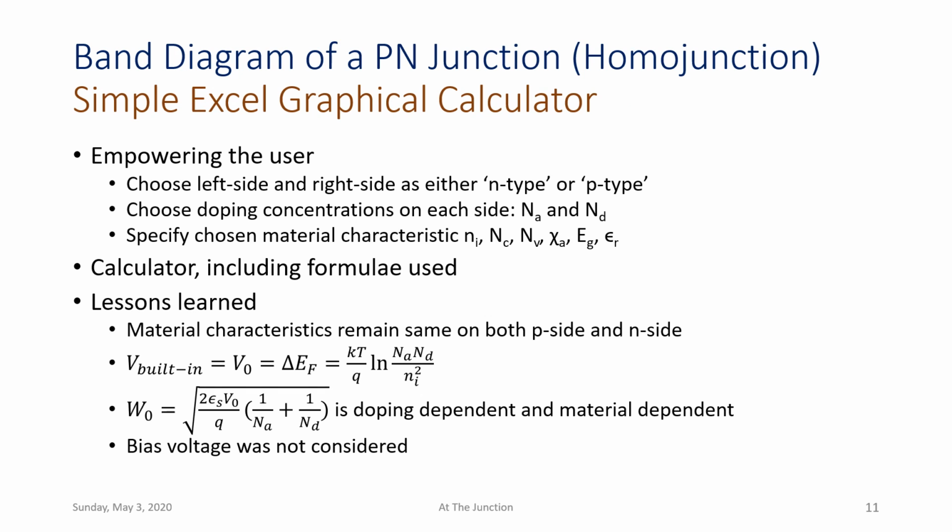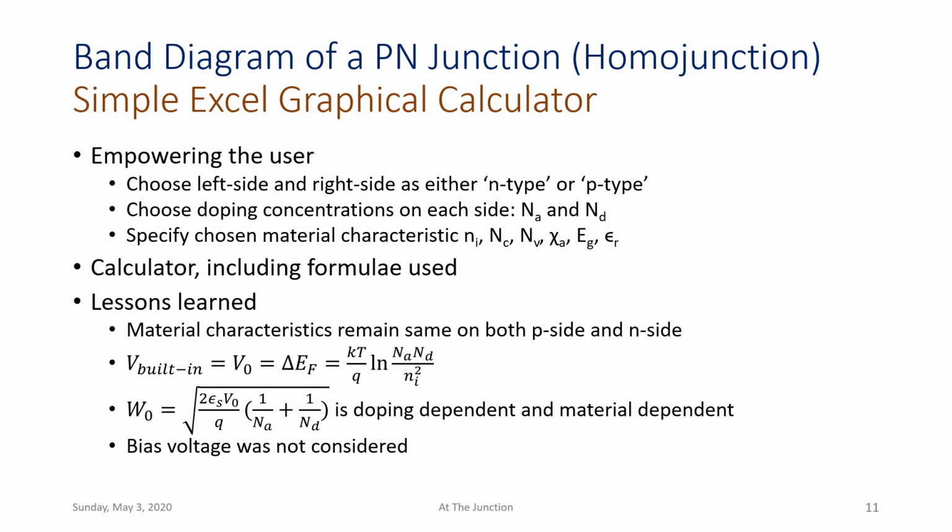Okay, so we have gone over a number of expressions in the previous slides, and we want to use those expressions in a simple Excel graphical calculator that empowers the user to choose the left side and the right side of a p-n junction as either n-type or p-type, put in some values for the doping concentrations on each side, N sub A and N sub D, that would lead to the charges, and then the electric field and the potential, and this would all be reflected in the energy band diagram.